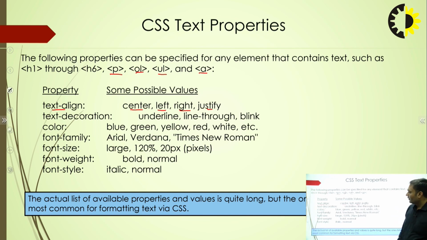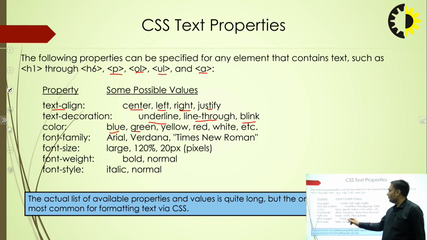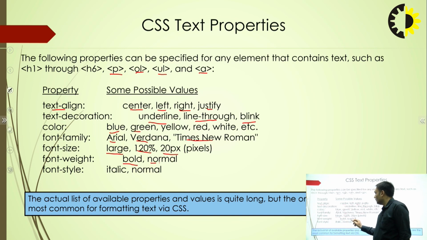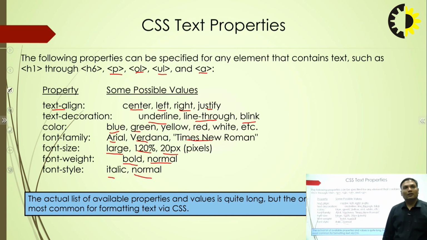Text decoration, possible values can be underline, line through, blank. Color values that are possible: blue, green, yellow, red, white. And font family, we can apply Arial, Verdana, Times New Roman. And font size that we can apply with the values larger, 120%, 20 pixels, and others that you want to apply. Font weight can be bold, normal, and font style can be italic, normal. So these are the text properties we can apply on internal, inline, or external CSS.